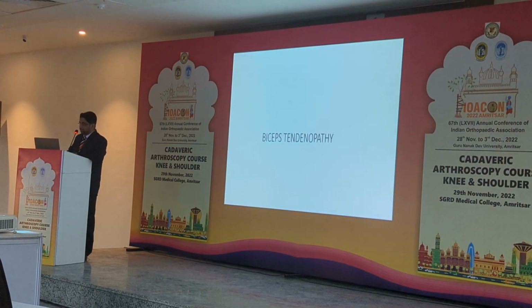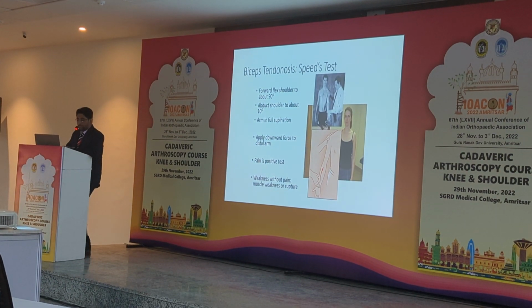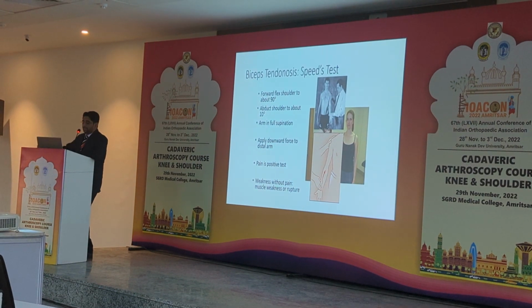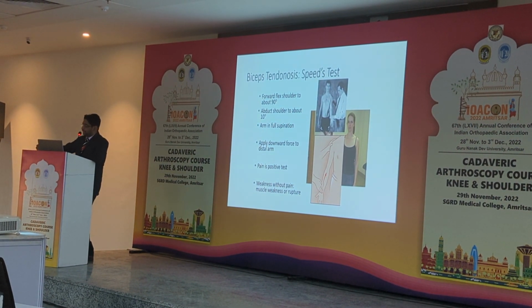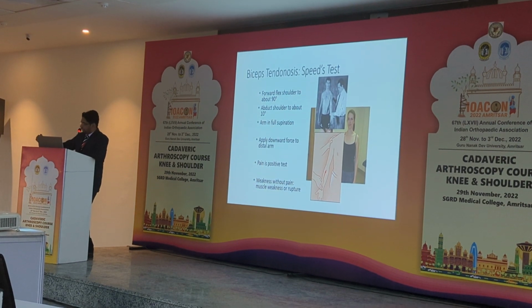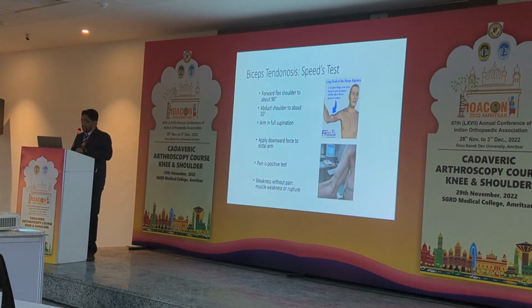If he is complaining of pain, that means there is a labral tear. Then for biceps tendinopathies, we forward flex the shoulder to about 90°, then adduct the shoulder to about 10° with the arm in full supination. We ask the patient to apply pressure, we give resistance, and the patient starts developing pain at the distal arm.